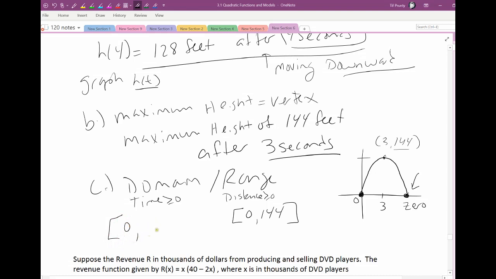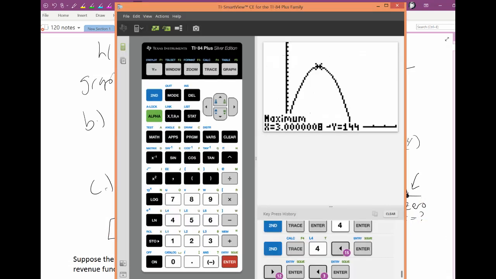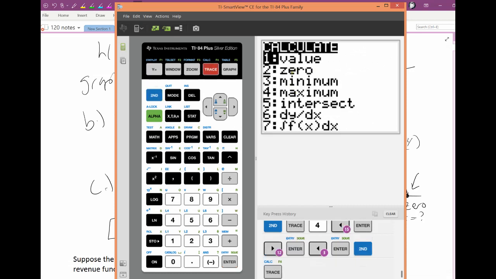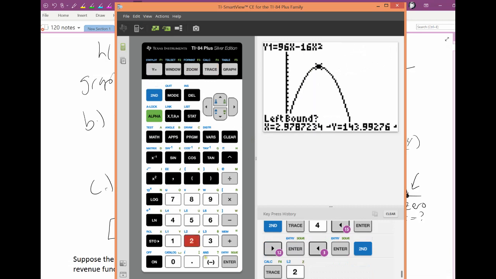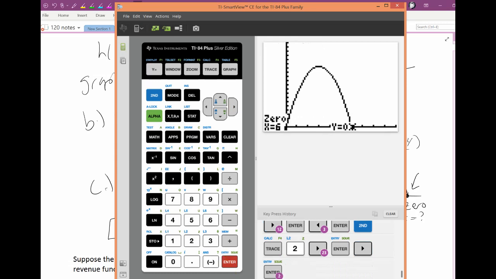The time, though, we do start at 0, but in order to figure out what the end is, when the flight of the ball comes back to the ground, I do have to go back to my calculator to figure that out. So I go back to my calculator and find the 0. So I hit second, calculate. I want the 0, so I pick 2. And then again, it'll ask me to the left. Make sure to the left my y values stay positive. Good enough. And then to the right, go negative, and then good enough, hit enter twice.